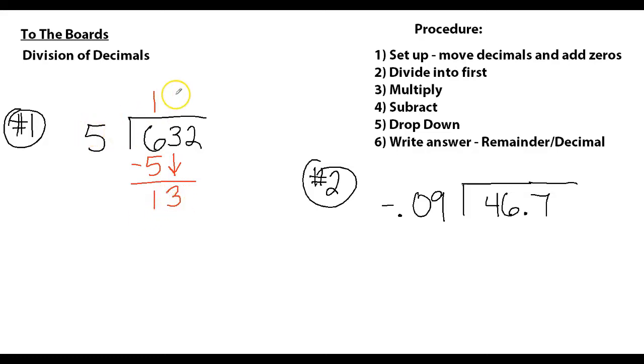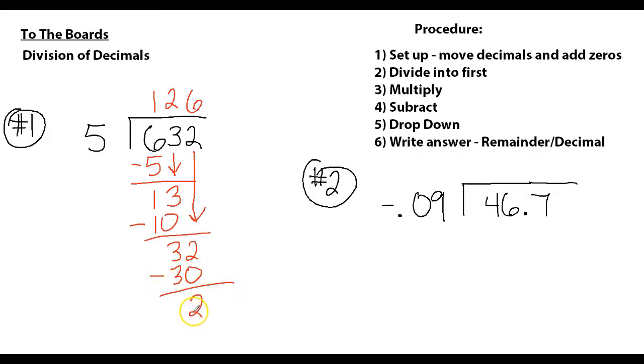13 divided by 5, well, it'll go in 2 times. 2 times 5 is 10. We subtract those and we're left with 3. Now we drop down the number again. I'm left with 32. 32 divided by 5, well, that'll go in 6 times. 6 times 5 is 30. When we subtract that out, we're left with 2. So that right there is our remainder.